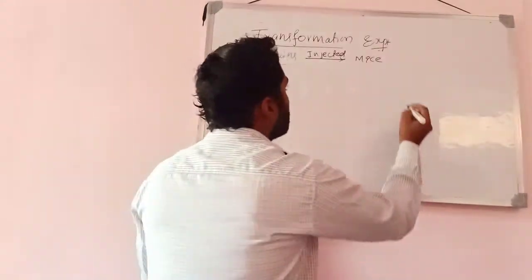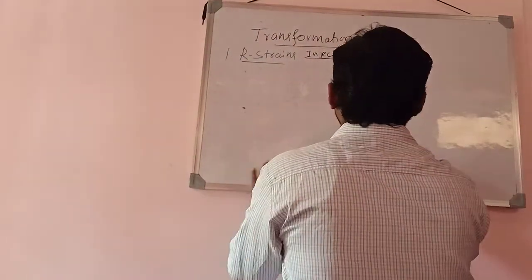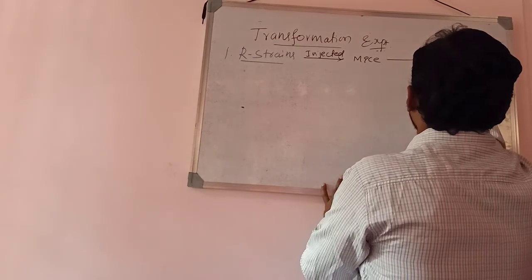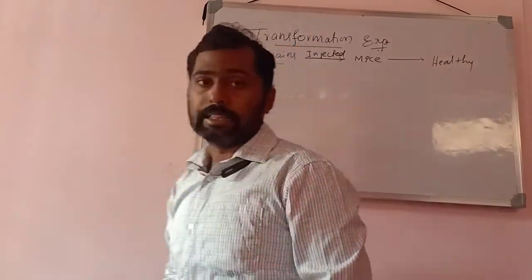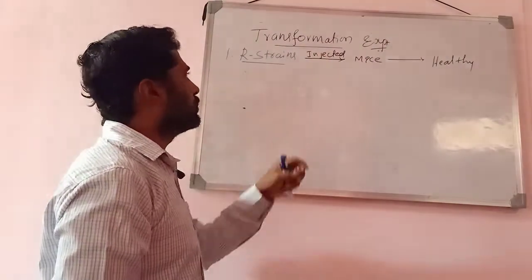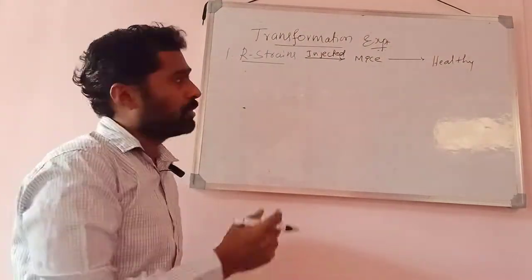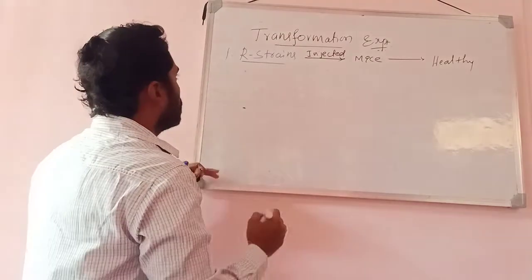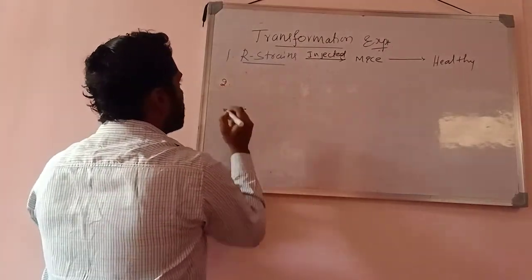In the first step, the mice remain healthy and alive. Mice remain healthy means they do not observe any disease, so the mice will remain healthy. They remain alive. Okay. So in the next step, what happens?